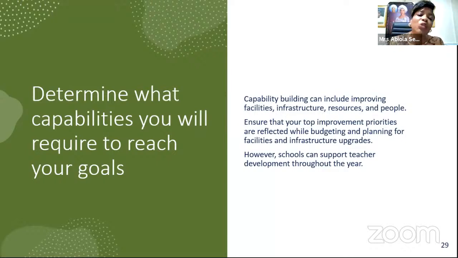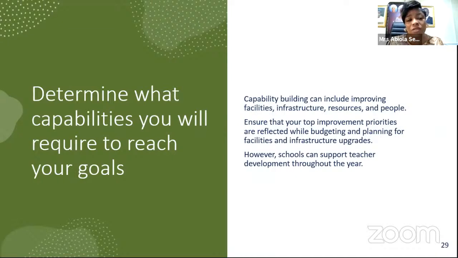Determine what capabilities you will require to reach your goal. Capability building can include improving the facilities, infrastructure, resources, and people. You have to think about what you are actually able to do now. And that is why the SMART goal is important, right? Because you can't set a time goal for June 2022, and then the capabilities you require need building of additional 5 blocks of classroom. That will not be done by next year, okay?